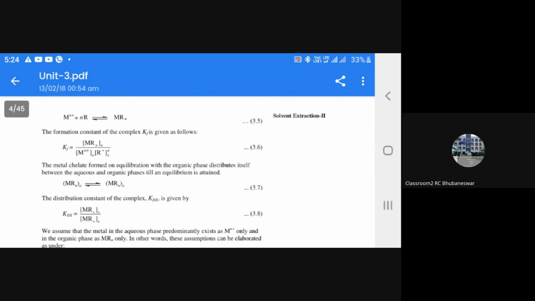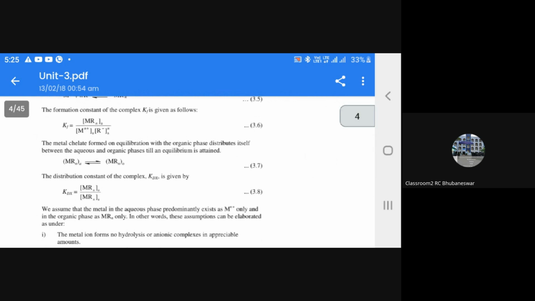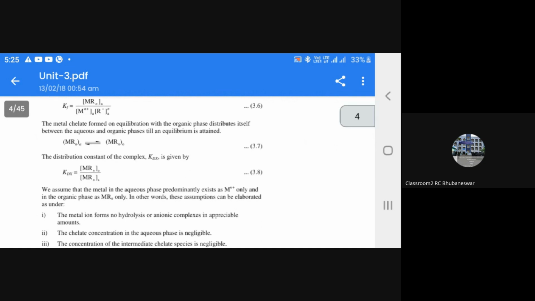Now the metal chelate is formed in equilibrium with the organic phase. This is in the aqueous phase. Now come to the organic phase. The aqueous phase and organic phase are in equilibrium, and till equilibrium is attained, the chelate will be formed. So the distribution constant, Kdc, is given by the concentration of the chelate complex in the organic phase to that in the aqueous phase.